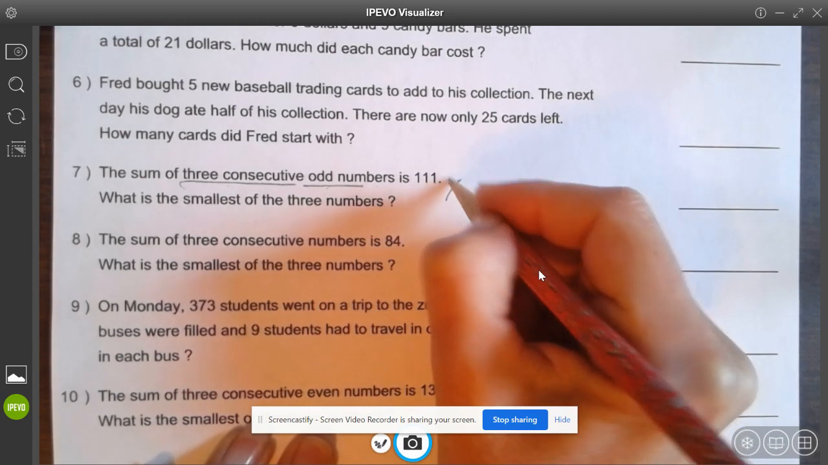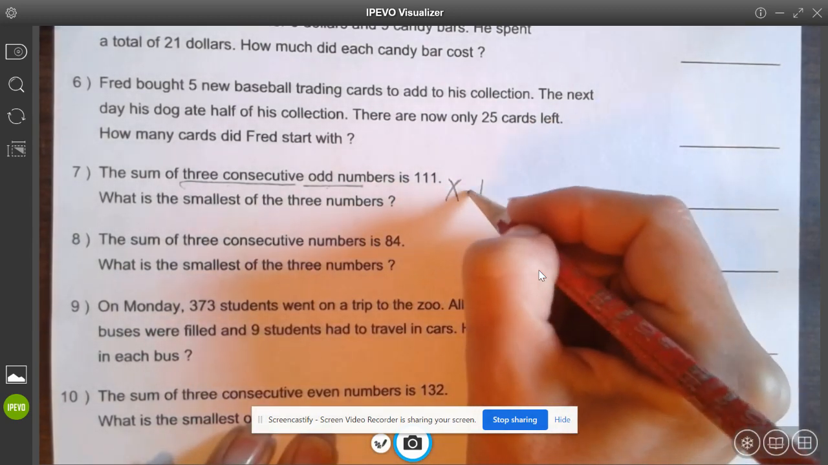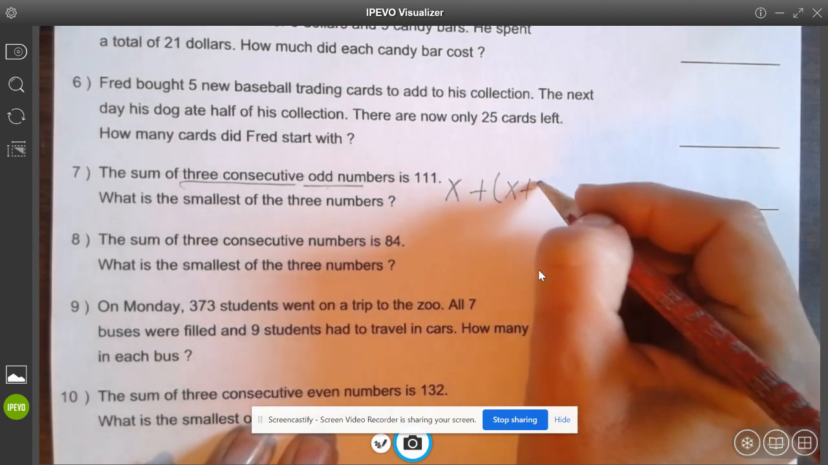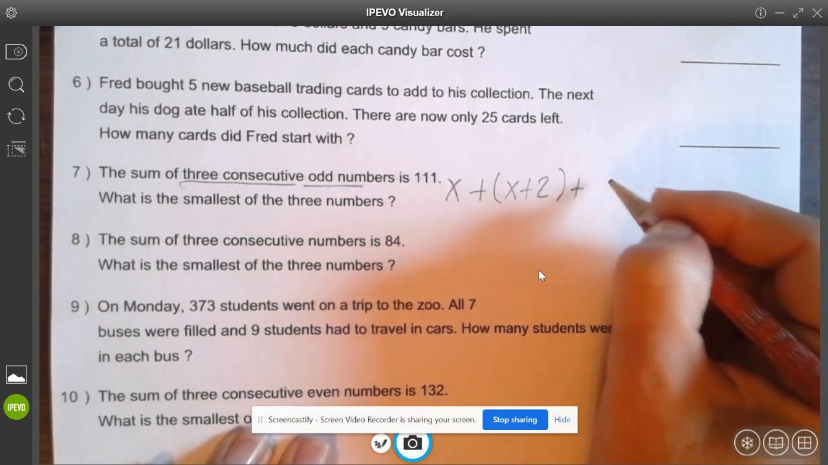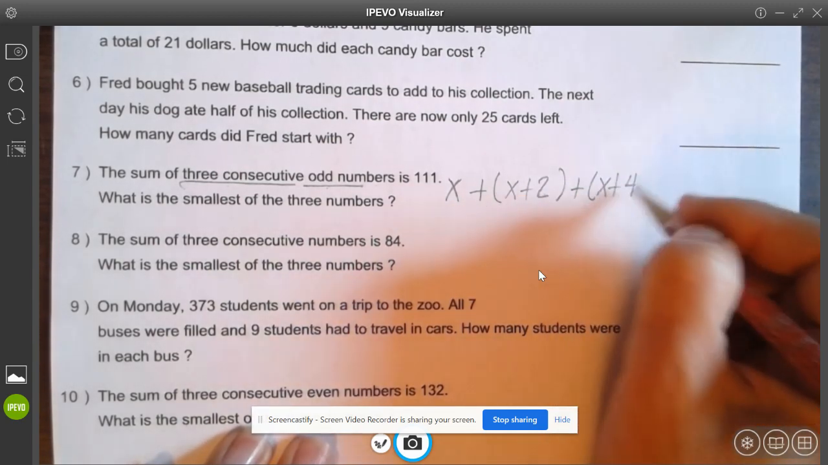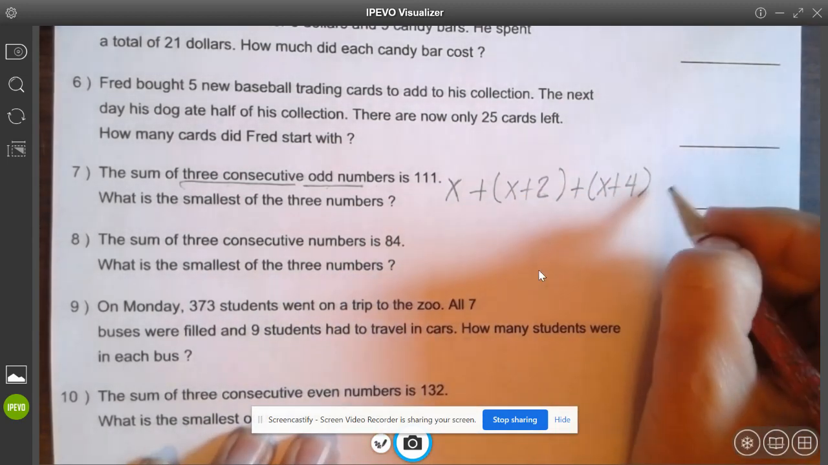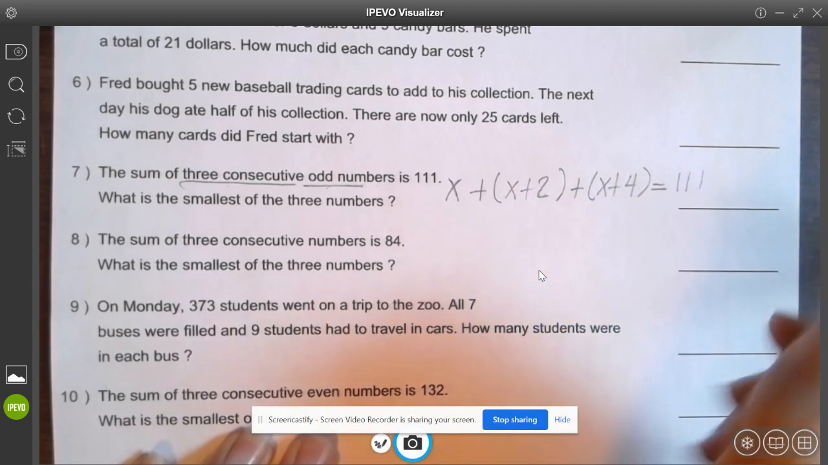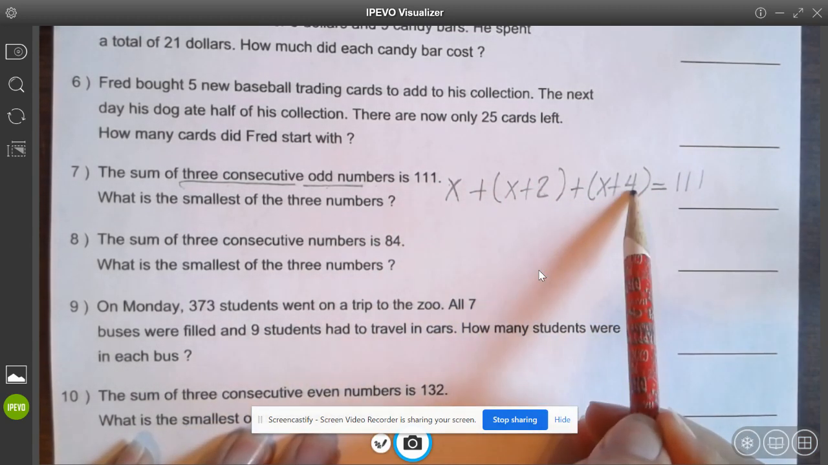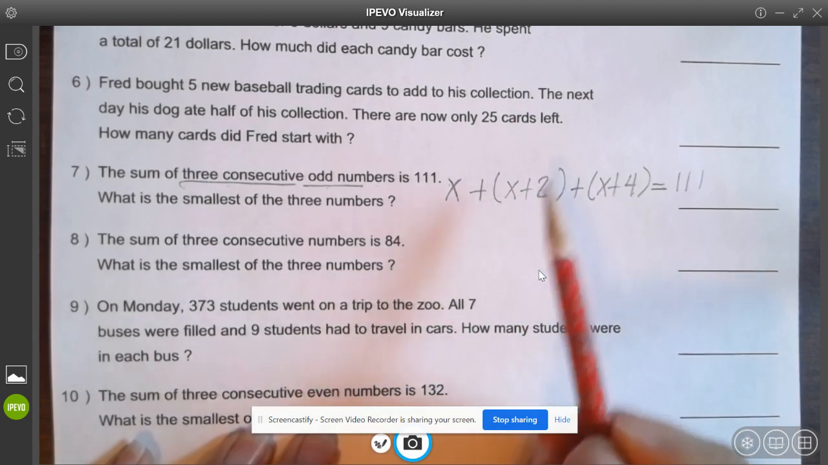So then the first number would be x, the second number would be x plus 2, right? Now the third number would be x plus 4, right? Because that's the next one after that. And then that sum would be 111. That's what it's saying. So that's the first number, the second number, the third number. Now you solve this.